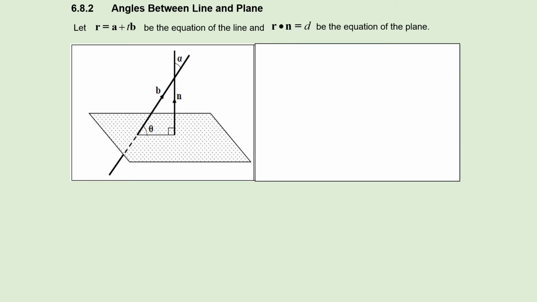Now, let's say we have a line and a plane with the equation like this. If we want to find the angle between the line and the plane, which is theta, how to find this angle theta? Actually, before you find the angle theta, you must know this angle, alpha. To find alpha, it depends on the normal and the direction of the line, vector B.